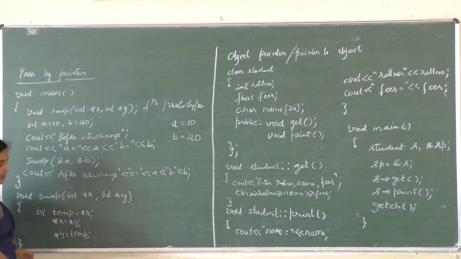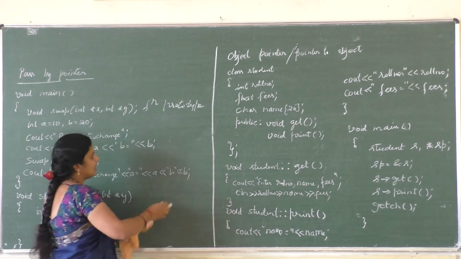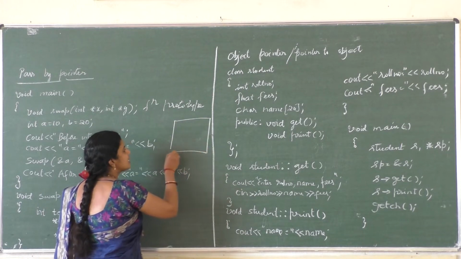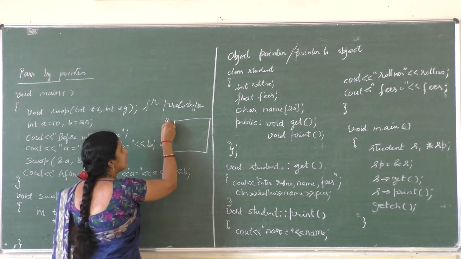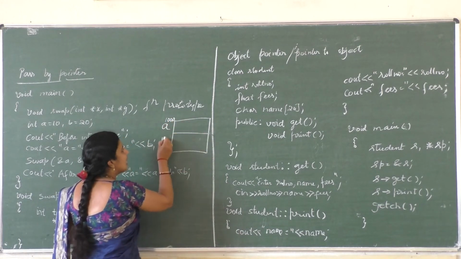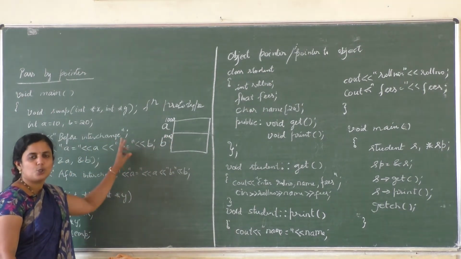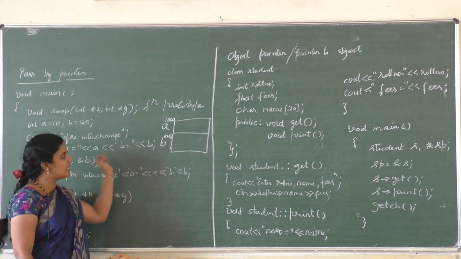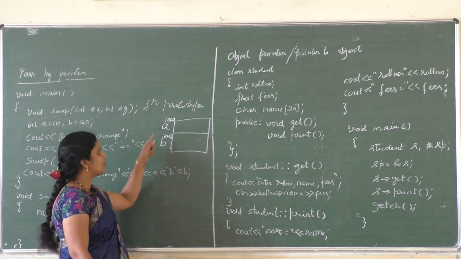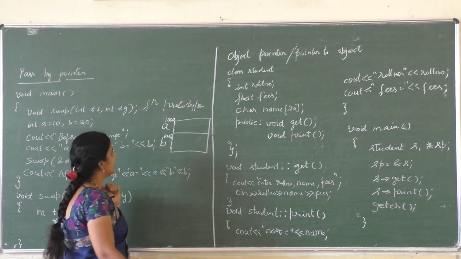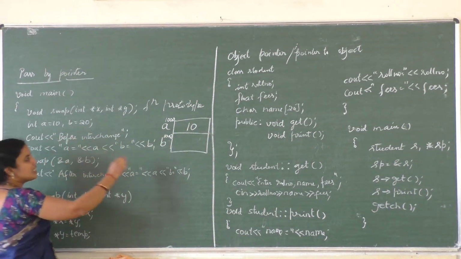I'll just show you the same thing in memory. I have declared two variables a and b. Assume a has memory address 1000 and b has memory address 1002. Because a and b are integers, both are allocated 2 bytes of memory space. a is stored in memory location 1000 and its value is initialized to 10. b is initialized to 20.